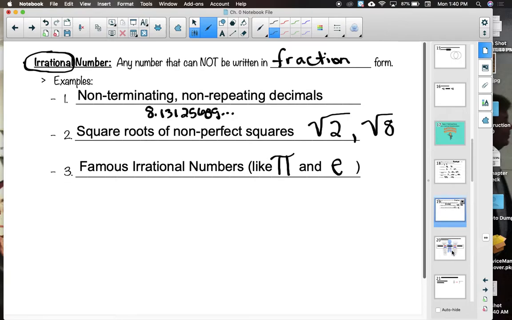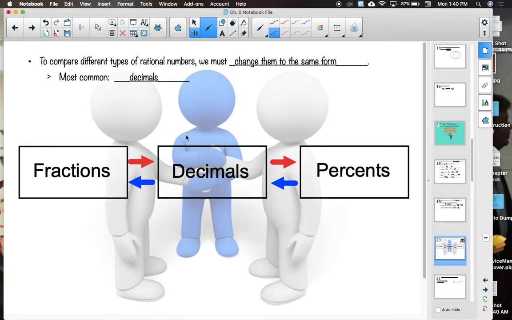So let's move on. To compare different types of rational numbers, so pretty much we're talking about these decimals, fractions, percents, to compare these types of numbers, we first have to change them to the same form, meaning we want to change them all to fractions or all to decimals or all to percents. And the most common choice is to change them all to decimals.